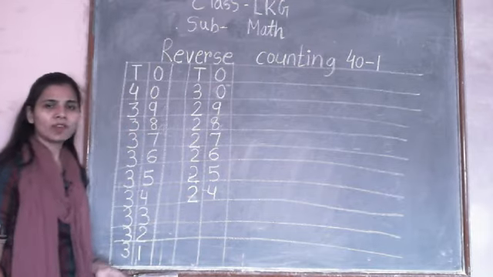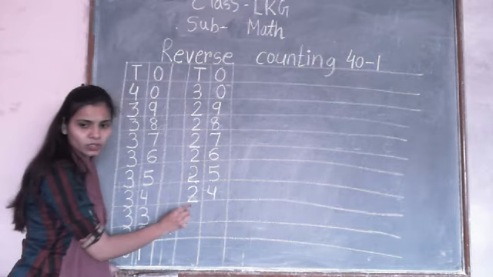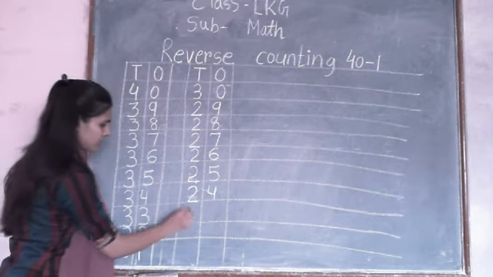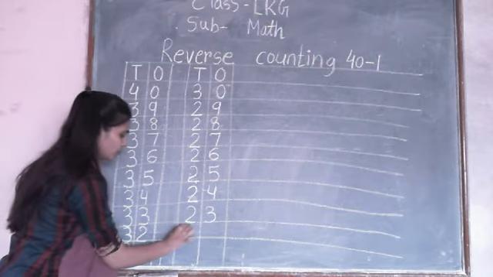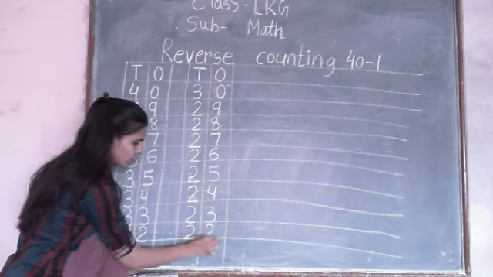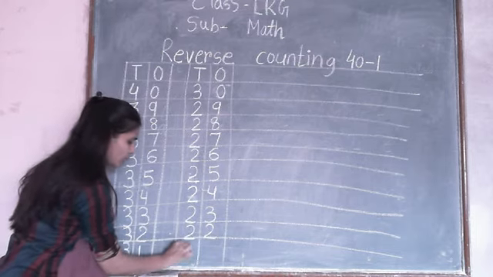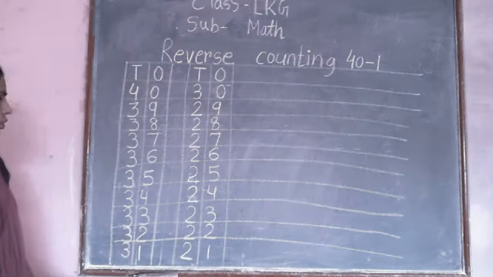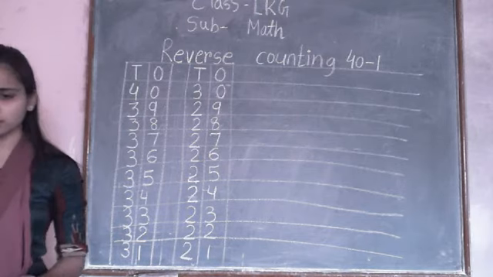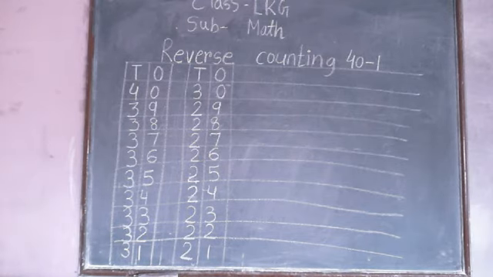Okay. Then before 24? 2, 3, 23. Before 23? 2, 2, 22. And then 2, 1, 21. Okay. So follow this 40 to 21. Write fast. 40 to 21. Okay.